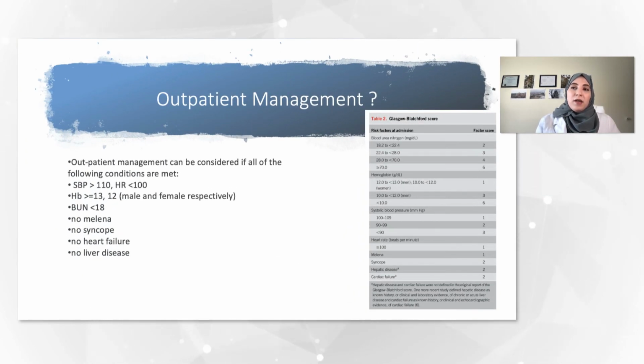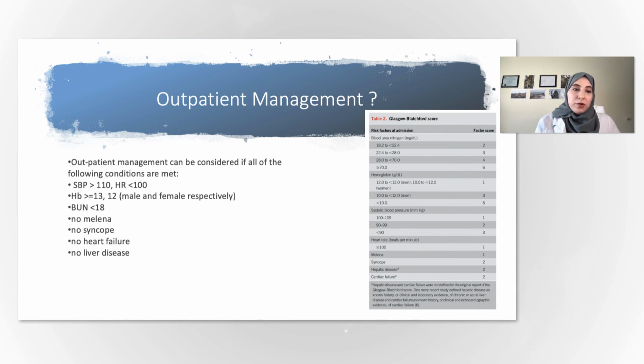Then, okay, you assess the severity, you sent some labs, you took the history and physical exam. Do you have to admit all the patients? Well, some patients qualify for outpatient management. Who are these patients? They are the ones who have all of these conditions. First, their systolic blood pressure is more than 110. Their heart rate is less than 100, so no tachycardia. Their hemoglobin is not decreased, so 13 or 12 depending on their gender.